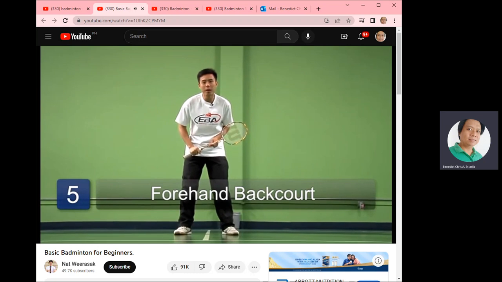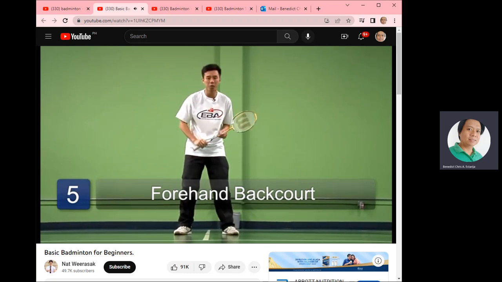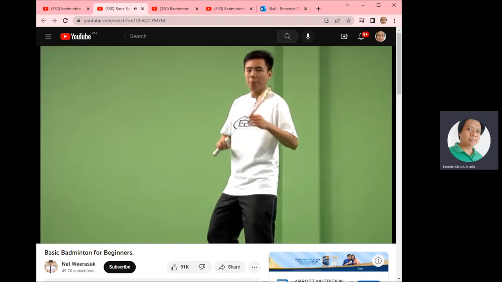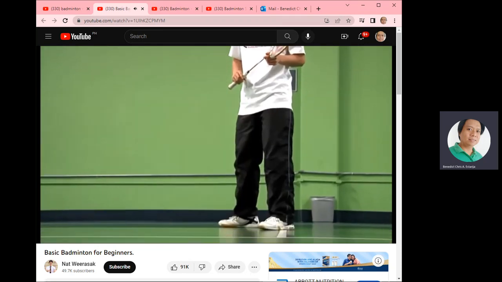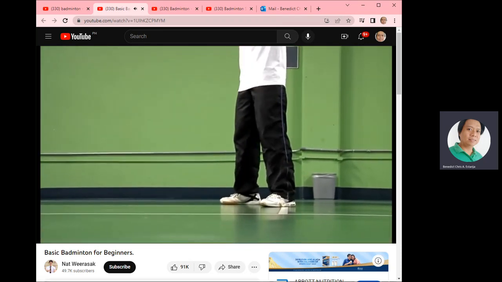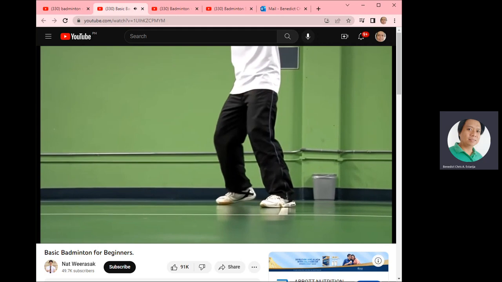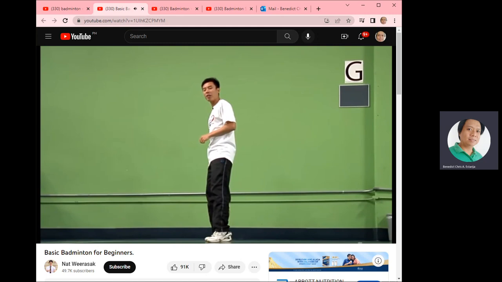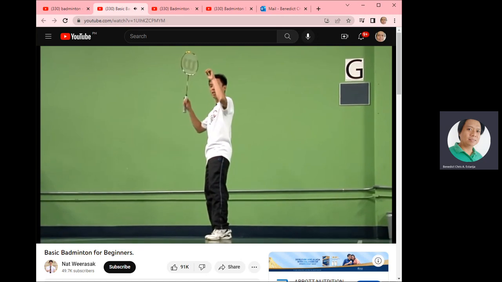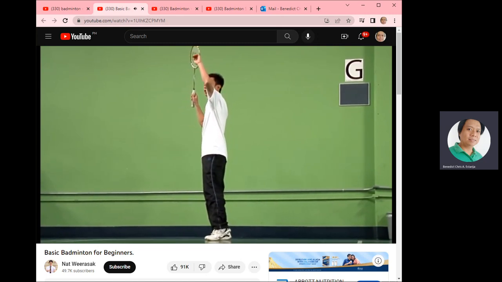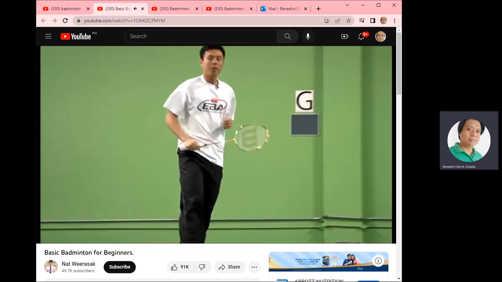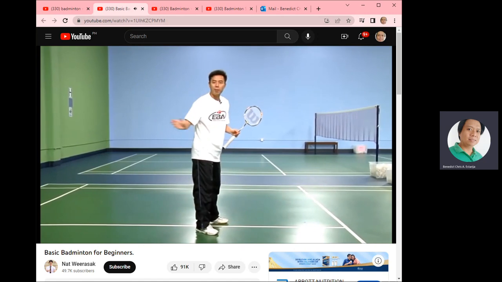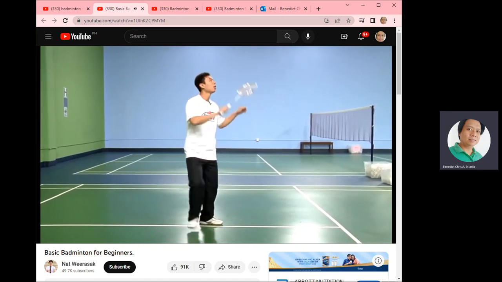We're going to now talk about the forehand backcourt footwork. To start off, take your back leg one step back towards the direction in which you want to go towards and make shuffle movements until you get to the back, ending with the right leg having the weight of your body. From here, swing and run back to base. This is how you do the forehand backcourt footwork for beginners.